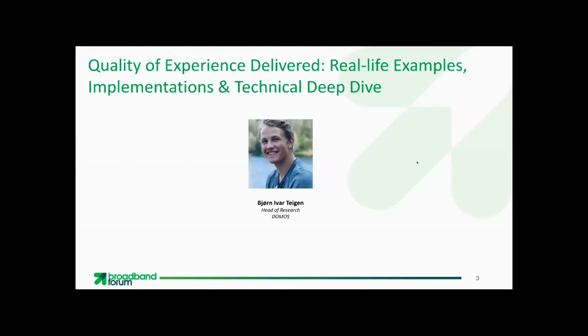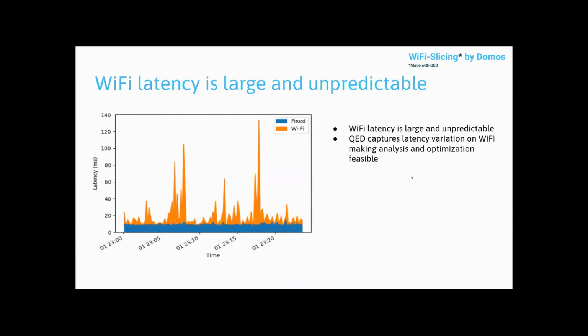Thanks, Magnus. Yeah, so at Domos, we use QED tools to analyze and optimize Wi-Fi networks. And I will go through a couple of examples. First, a top-down approach, and then a bottom-up approach using QED. So Wi-Fi latency is large and somewhat unpredictable. And we found these QED tools very useful in capturing this latency variation and making analysis and optimization feasible.